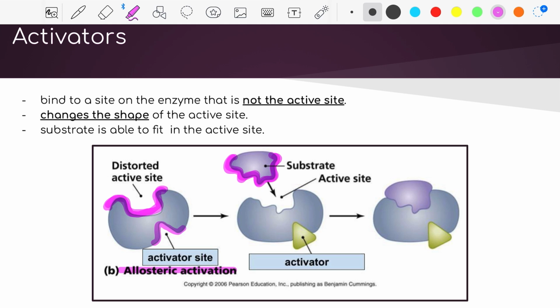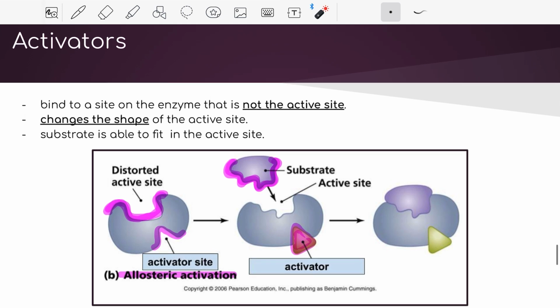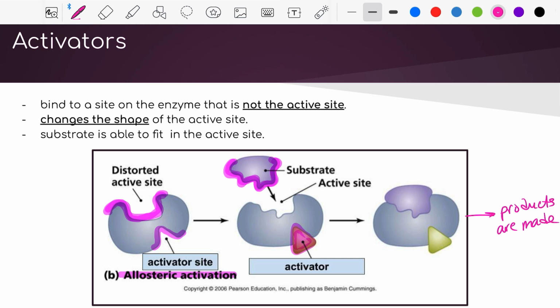Now when the activator, so here's the activator here, sticks into the allosteric site, what happens is it changes the shape of the active site, but now the active site fits the substrate. So now the active site changes shape in a way that is complementary to the substrate. And so now the substrate can fit into the active site, and the enzyme will form an enzyme substrate complex, and then what you get is product over here. Products are made. So without the activator, the enzyme doesn't function.